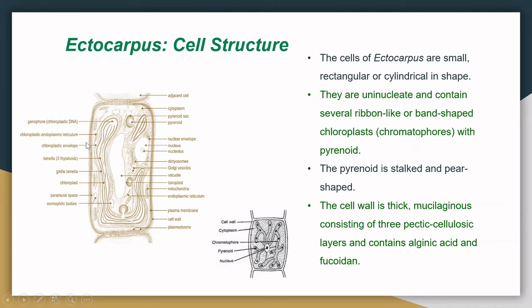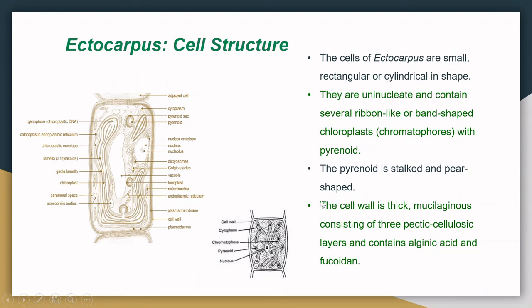Now, the cells of Ectocarpus, which make up the filament, are small, rectangular or cylindrical in shape. They are uninucleate, that means a single nucleus is present, and the most prominent feature of the cell is the ribbon-like or band-shaped chloroplasts, which are referred to as chromatophores, as they have an excess of the brown pigment called fucoxanthin. So, you can call the chloroplast over here colored plastids, and they are referred to as chromatophores with pyrenoid. Pyrenoid is another interesting feature of the chromatophore of Ectocarpus, as it is stalked, pear-shaped and projects out from the chromatophore.